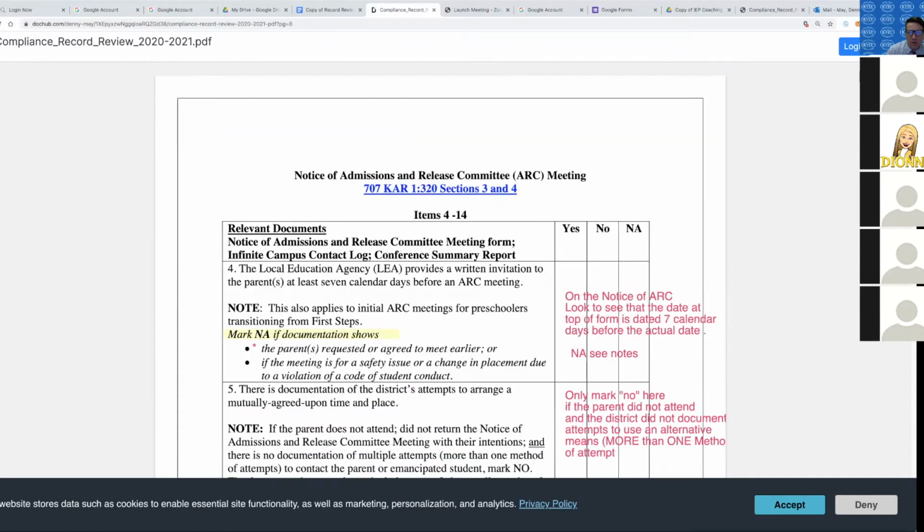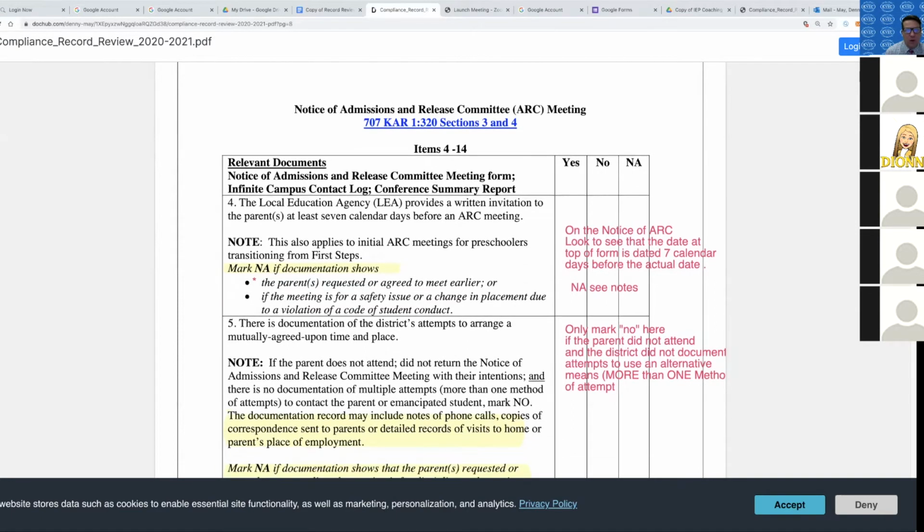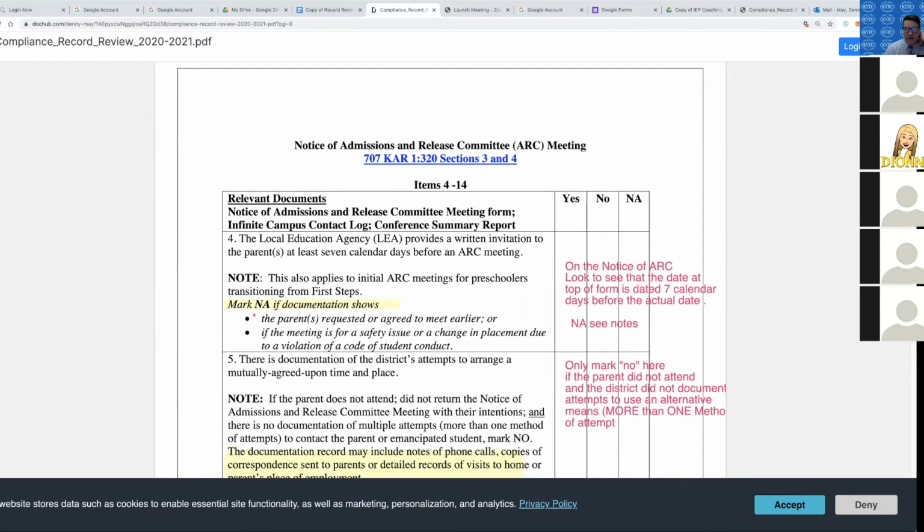So that's one that you're not going to get counted off on when we review files. As we move into the meat of what we're going to look at, the first thing we look at, as you see up there, is the Notice of Admission and Release Committee, the ARC meeting, the last meeting that you held. So go to your folder and pull out the notice of admission release committee form.